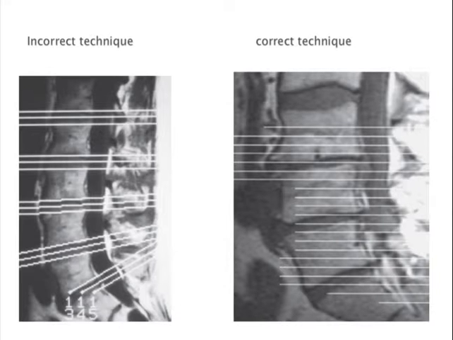For example, you can see here this is an incorrect technique of acquiring images at the level of the disc alone, and this is the correct technique of having continuous imaging from L3 to S1 in order not to miss the free fragments, not to miss the conjoined nerve roots, which we'll talk about later.